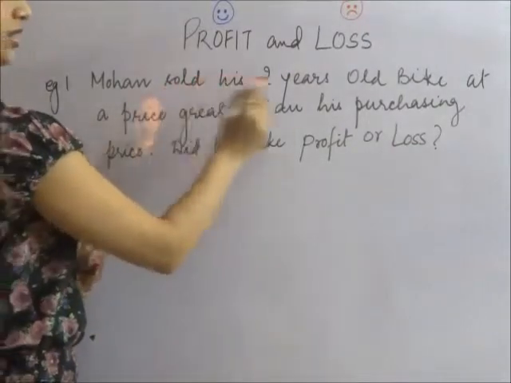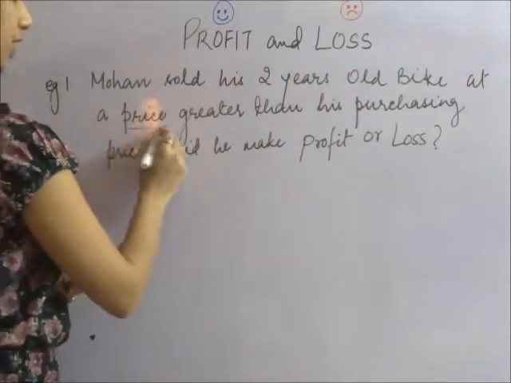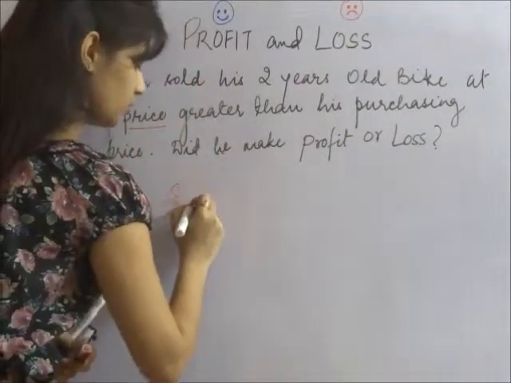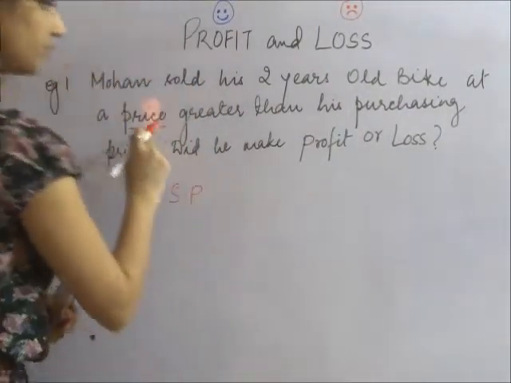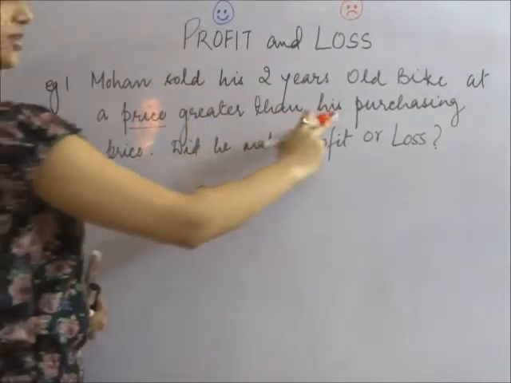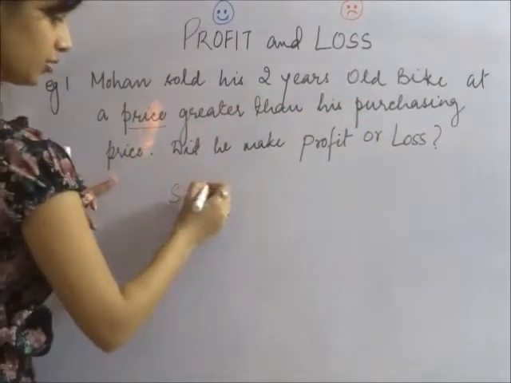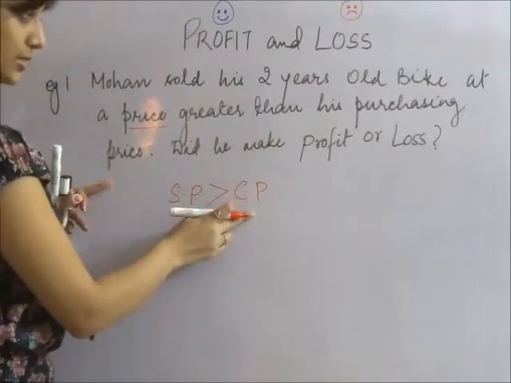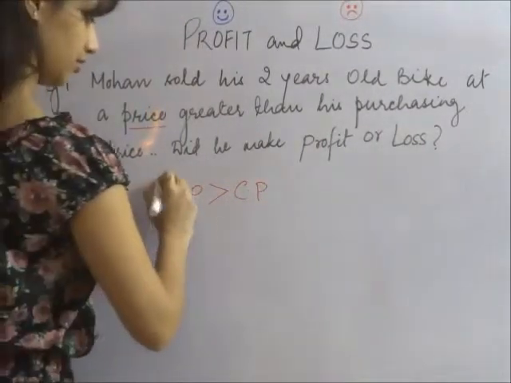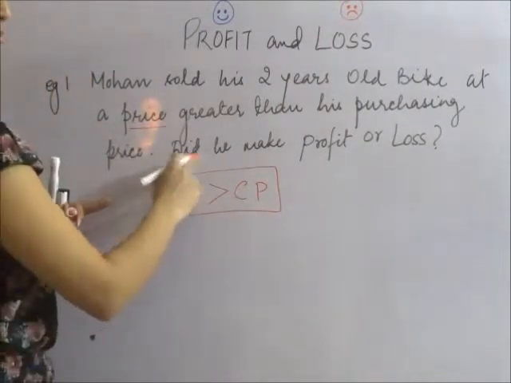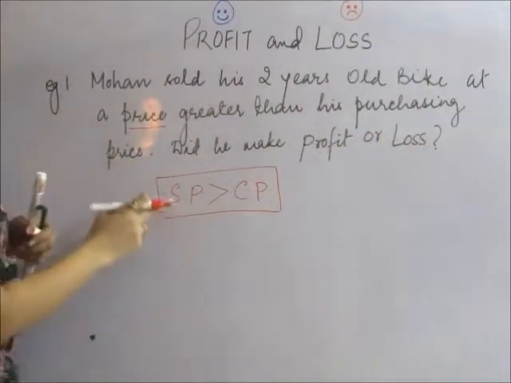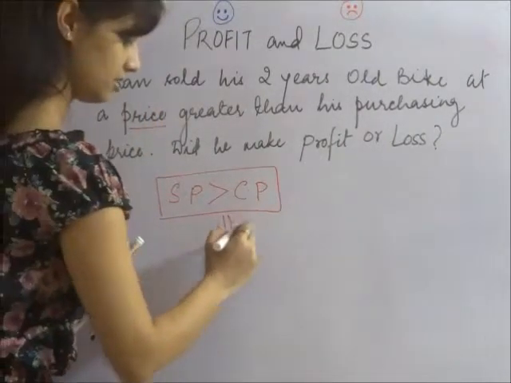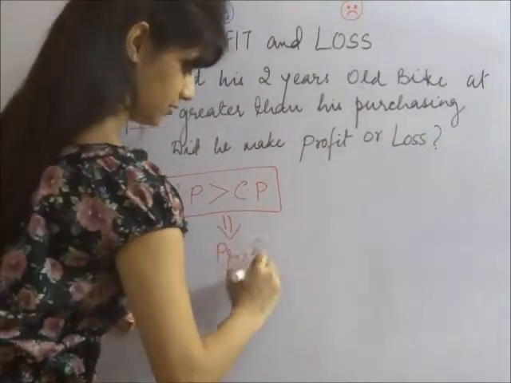He sold his bike at a price, the price at which he sold, we consider it as SP, greater than his purchasing price. Greater than his purchasing price is cost price. And now the question says, did he make a profit or a loss? When SP is greater than CP, we make a profit.